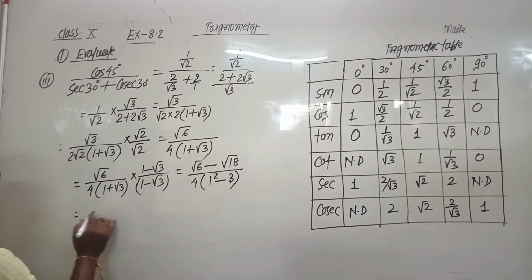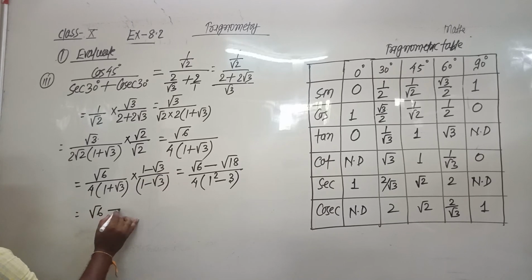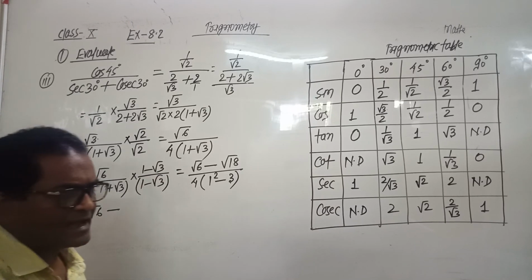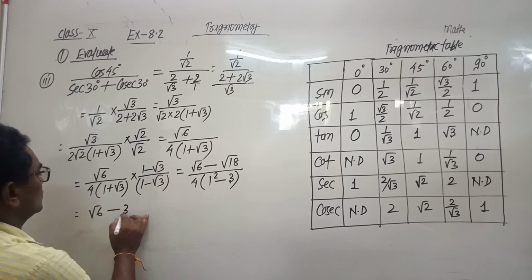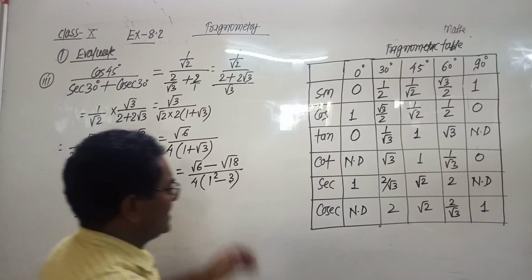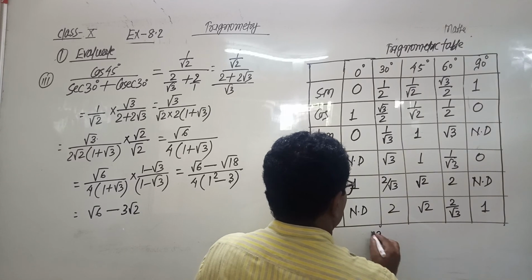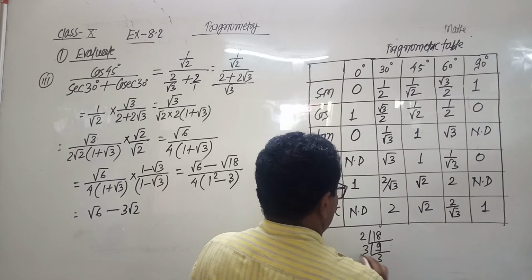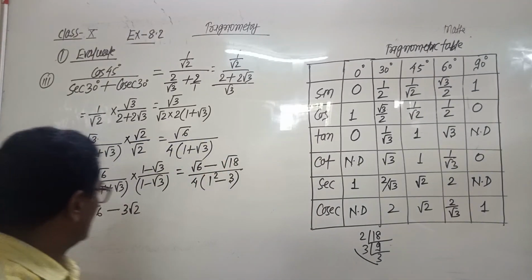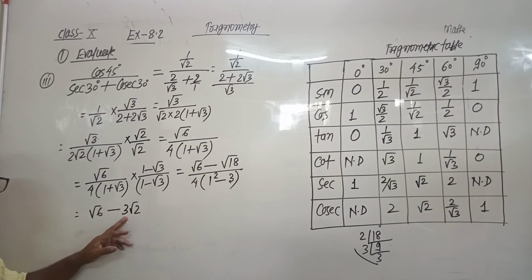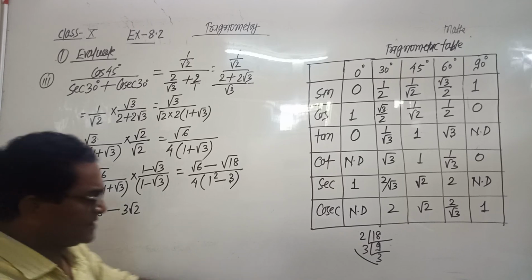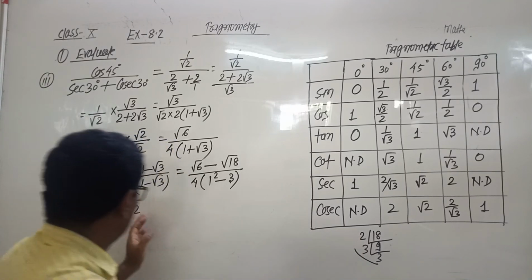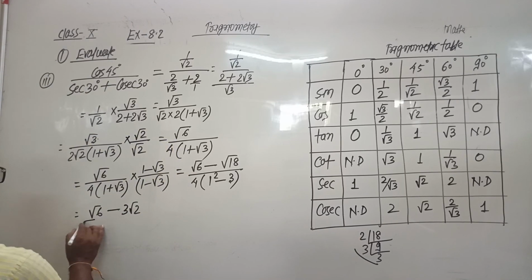Then we get root 6 minus root 18, which can be written as 3 root 2. How can it be written as 3 root 2? Make the factors of 18. It goes by 9, it goes by 3. For 2 times 3, 1 times 3 will come outside the root, and the single term which remains stays under the square root.